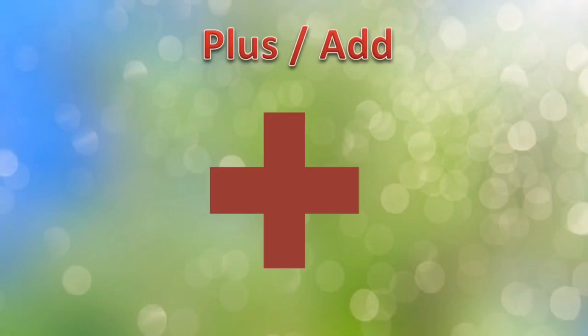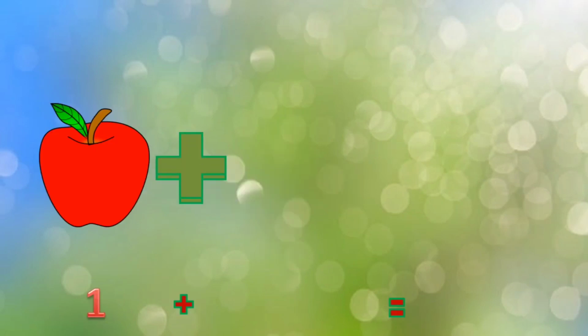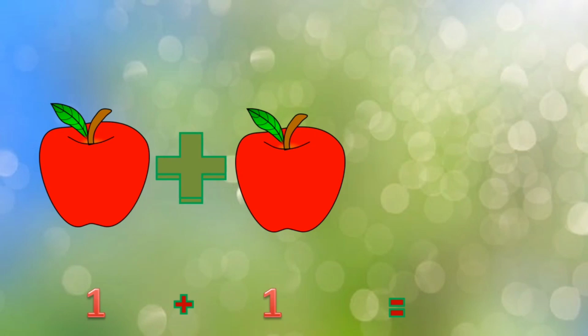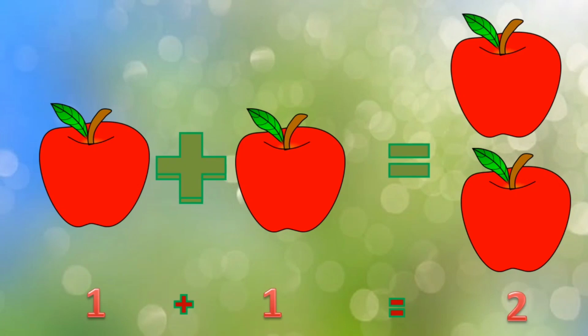Here. This is called a plus symbol. Can you see one apple here? Now one more apple gets added. So there will be 2 apples.